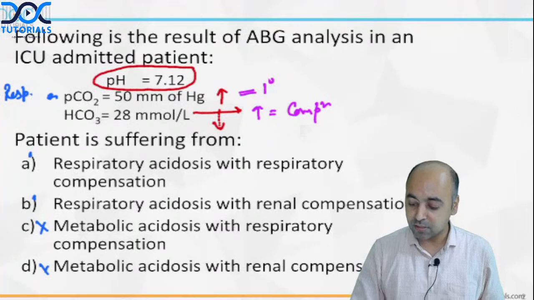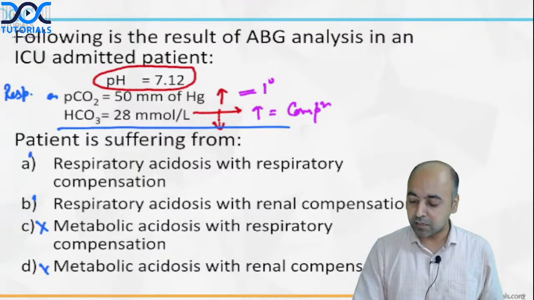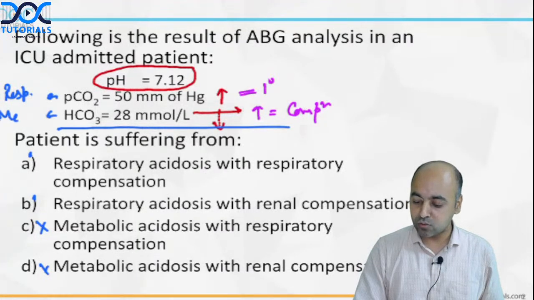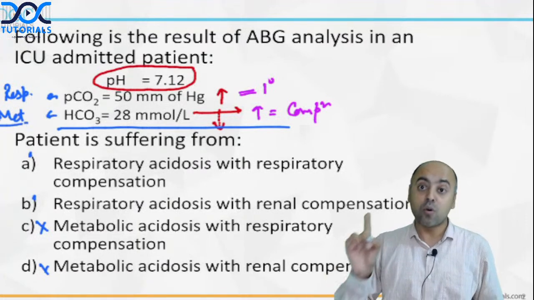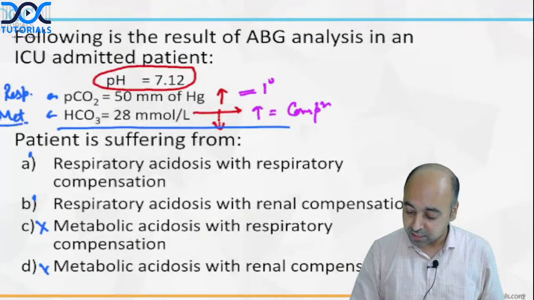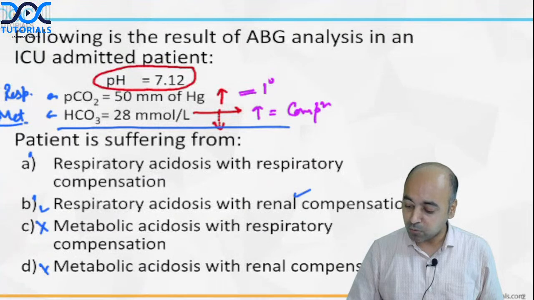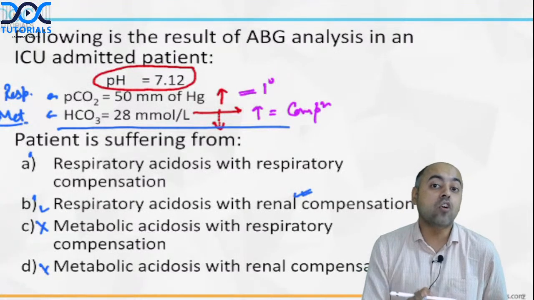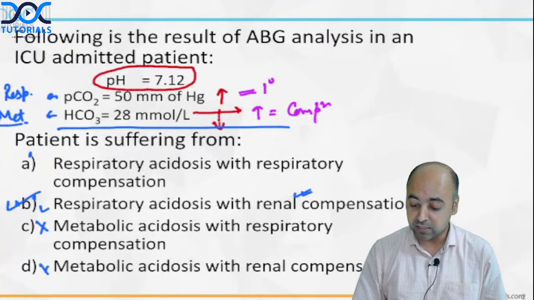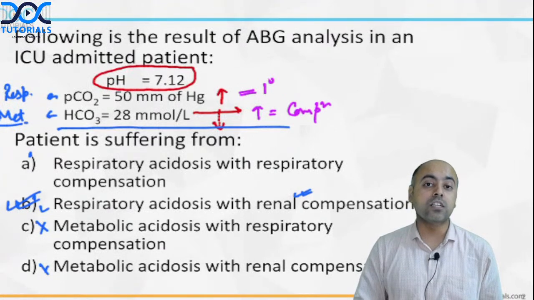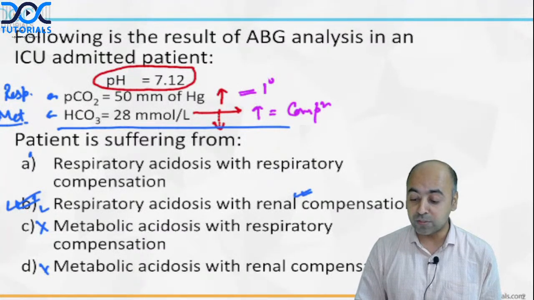So this is out, this is out. These are the two options. And second, the bicarbonate will relate to metabolic. So metabolic compensation. Respiratory acidosis with metabolic or renal compensation. So this will be our answer. Respiratory acidosis with the renal compensation. I hope this is clear to everyone.